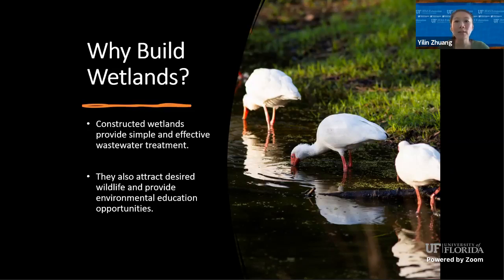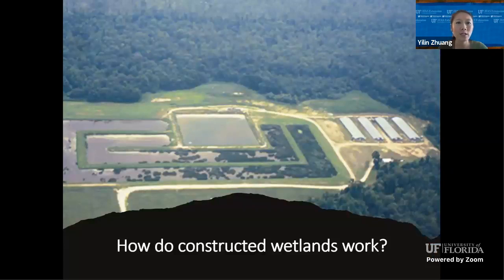Constructed wetlands are also pleasant to look at, just like this background picture. They attract desired wildlife and provide environmental education opportunities. So how do constructed wetlands work? Wastewater flows through a pipe from the primary wastewater treatment system into the constructed wetlands.